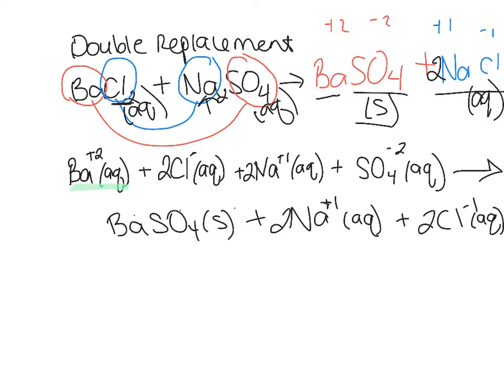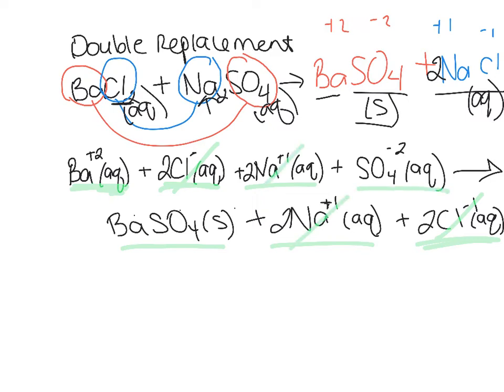Well, Ba is going from an AQ to it's now combined in an S. That is changing, so I want to leave it alone. I have 2 Cl's that are negative, and they're staying as 2 Cl's that are negative in AQ. So I'm just going to kind of do a little cross through on those because they aren't changing. So when I write the net ionic, I don't want them. 2 Na's, both AQ, both with a +1. That's not changing. Let's cross that off.